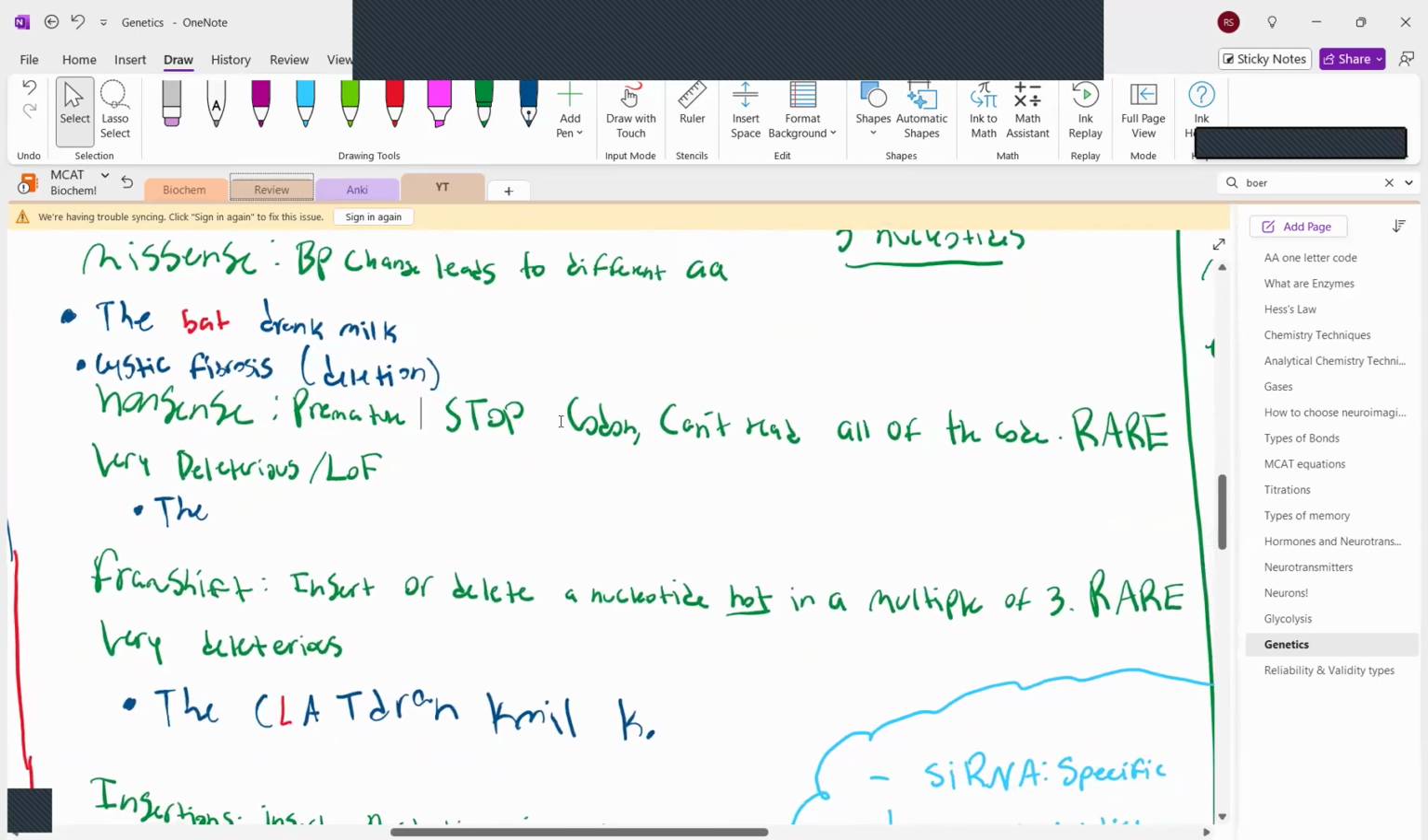A nonsense mutation variant is when there's a premature stop codon, so you can't read all of the code. This is rare to see in a human because it's typically so deleterious and loss of function that a lot of times you won't survive a nonsense mutation.